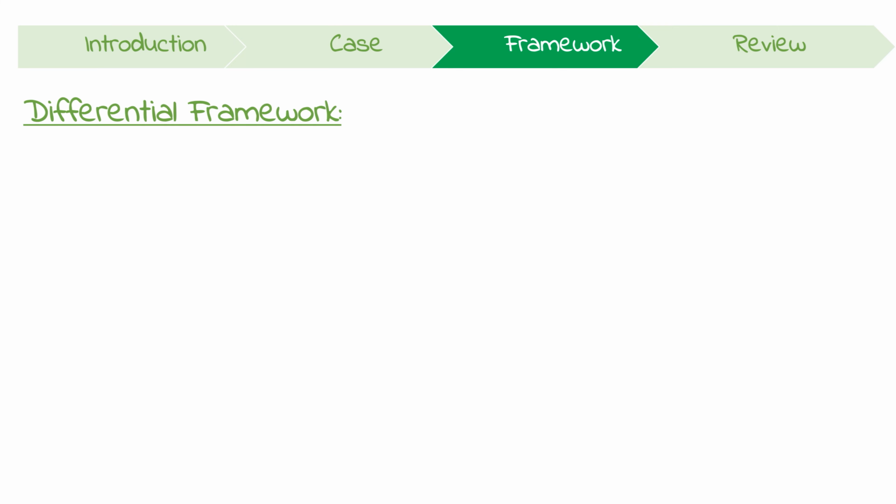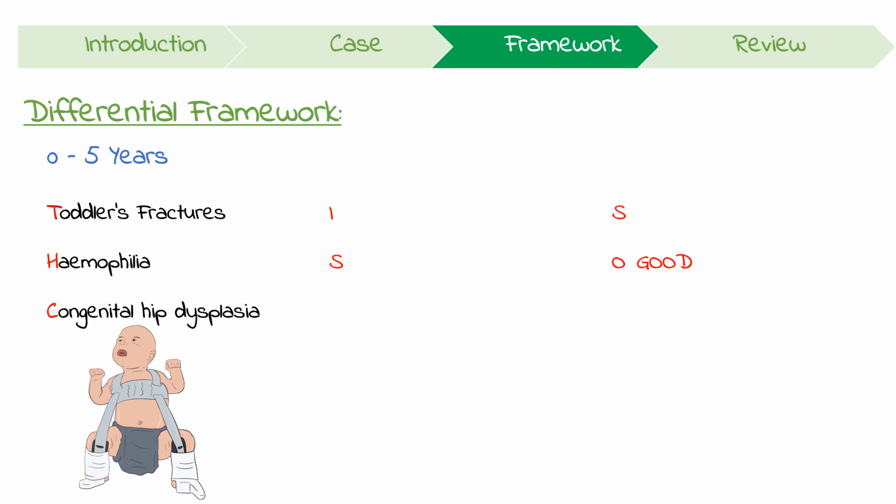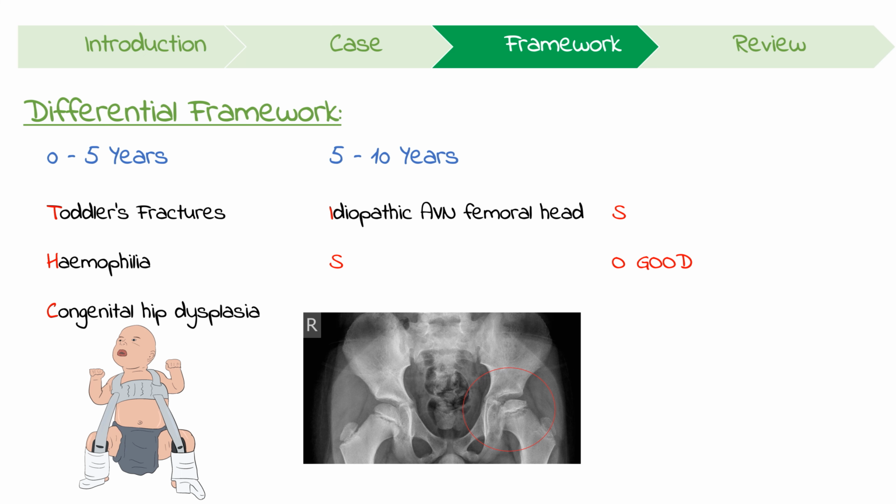Although there are several approaches, one way to think about a non-weight bearing kid is to first consider important conditions in different age groups. I like to break it down into 3 groups and remember the mnemonic THC is so good. A little naughty, but it does the trick. Between 0 and 5, toddler's fractures, a first presentation of haemophilia causing hemarthrosis, and congenital hip dysplasia are good things to consider. Between 5 to 10, idiopathic avascular necrosis of the femoral head, also known as Legg-Calvé-Perthes disease, and transient synovitis of the hip are important differentials.